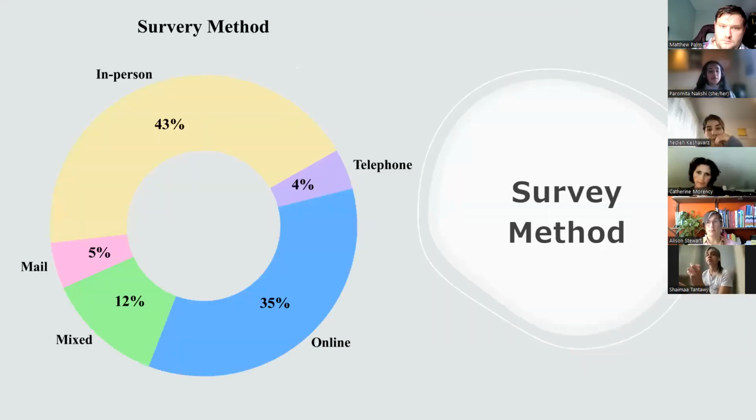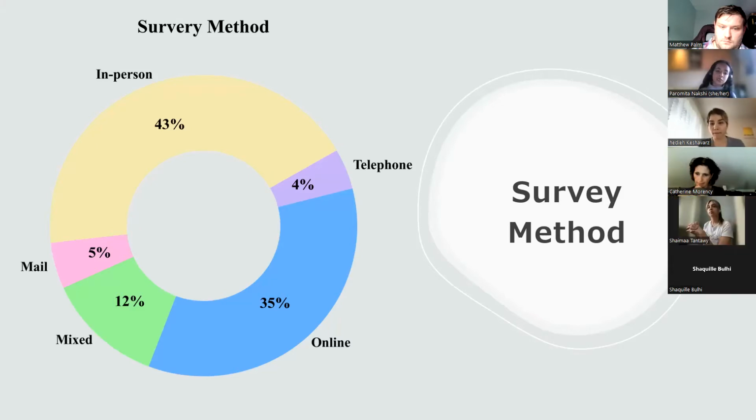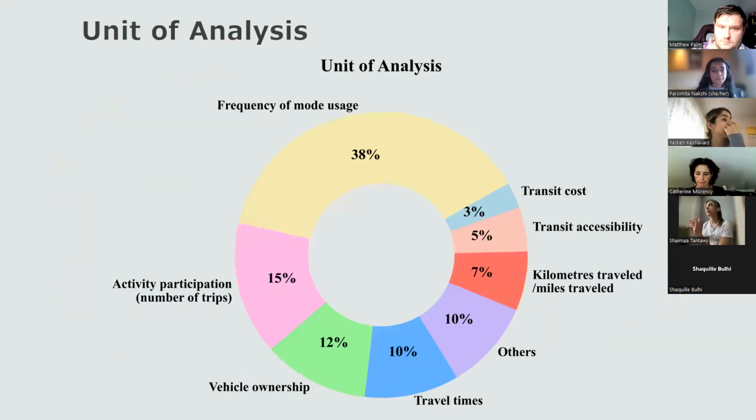In terms of survey method, almost half of these studies used in-person survey methods, and quite a lot of them also had online surveys. And a lot of studies also adopted mixed methods, like reaching out to people in person while also mailing the survey to some people, or mailing and using telephone surveys, this type of combination.